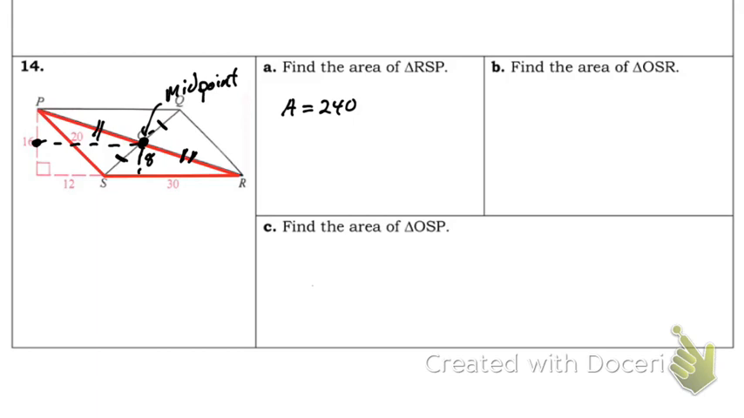So do B and C end up the same? They're both 120. 120 and 120. That's because if OSR is 120 and the total area is 240, then OSP must be the other half of it, which is 120, because they're the same triangle.